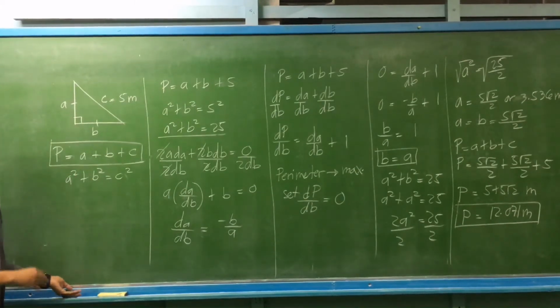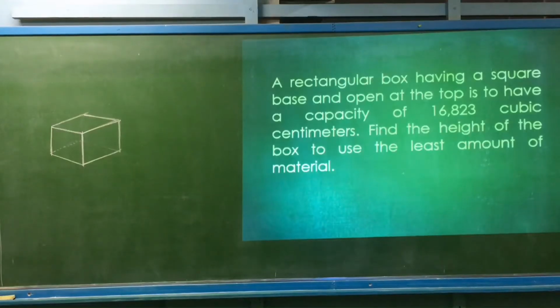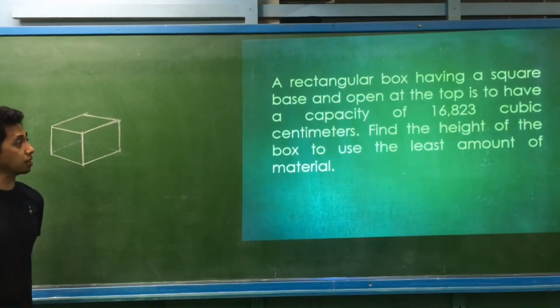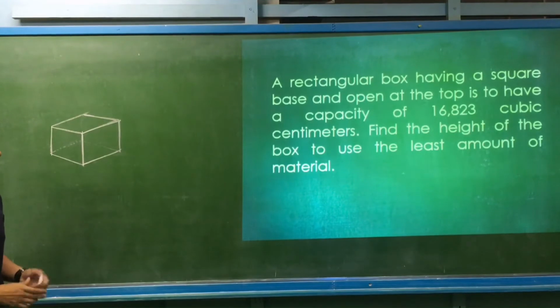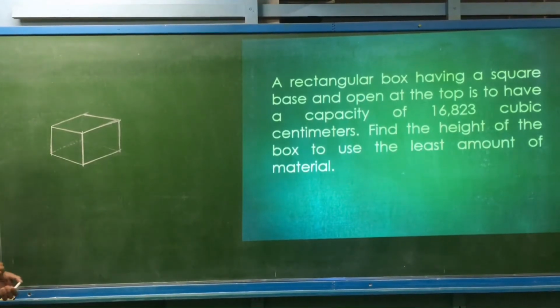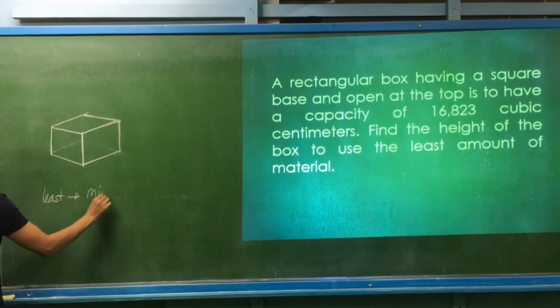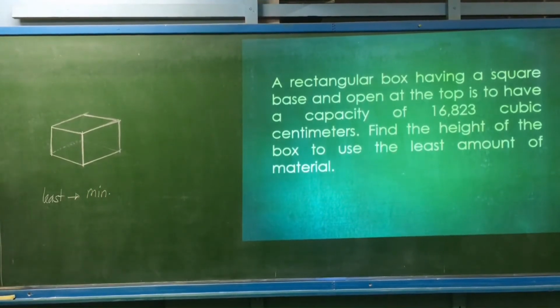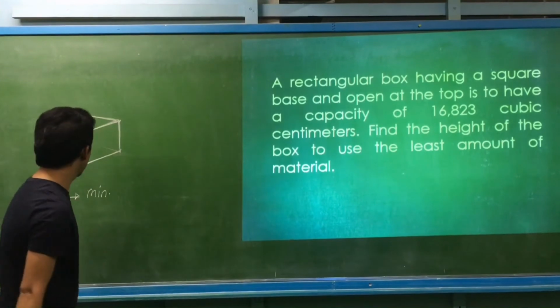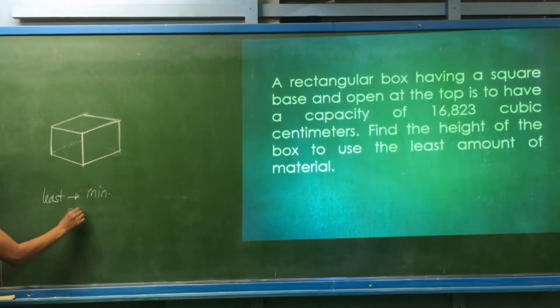Okay, let's start for our second example. Okay, so let's have an example involving volume. Sabi niya dito, a rectangular box having a square base and open at the top is to have a capacity of 16,823 cubic centimeters. So find the height of the box to use the least amount of material. So if you say this material, we are talking of a minimum value. So ano ba yung material na sinasabi niya dyan? That is the material needed for the surface area.